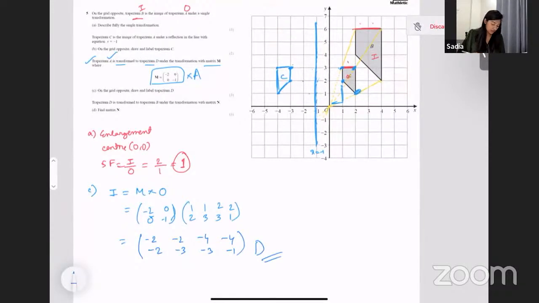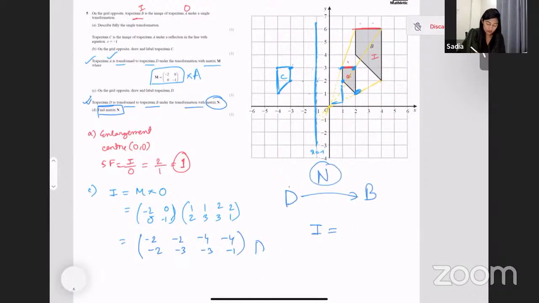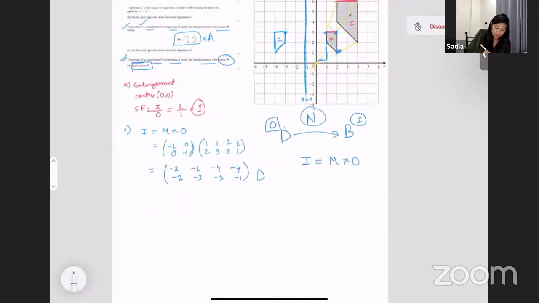Next, for part D, trapezium D is transformed to trapezium B under the transformation matrix N. Find matrix N. So D will be transformed to B because of matrix N. If I just write the formula, it should be like this: image equals matrix into object. So the image is B and the object is D, right?